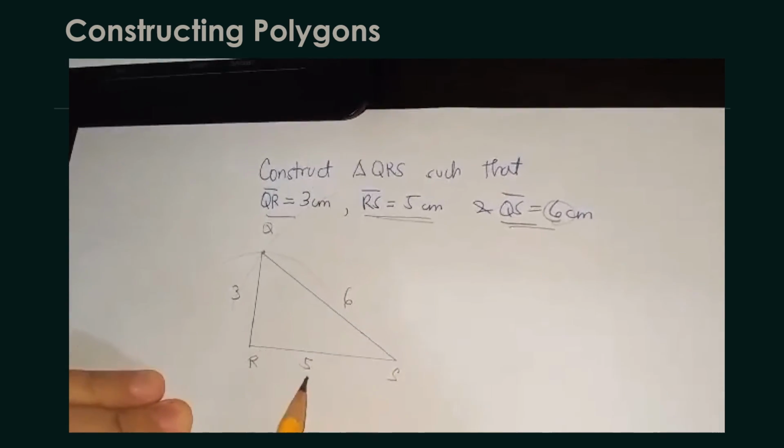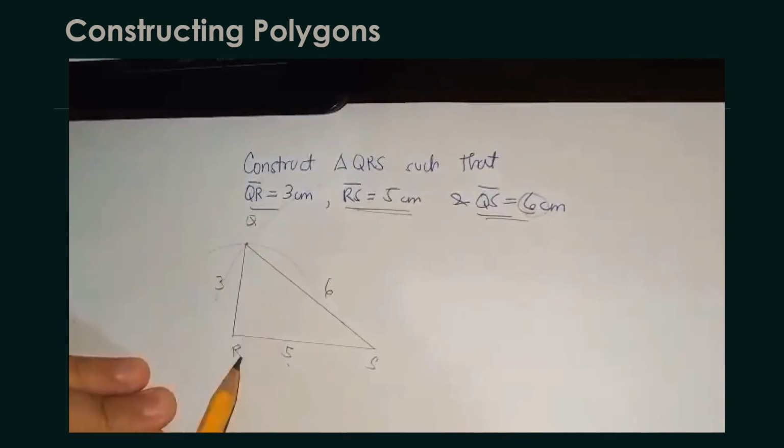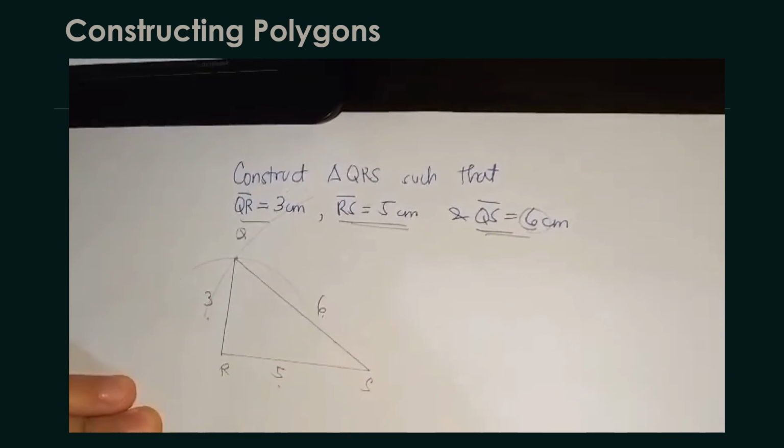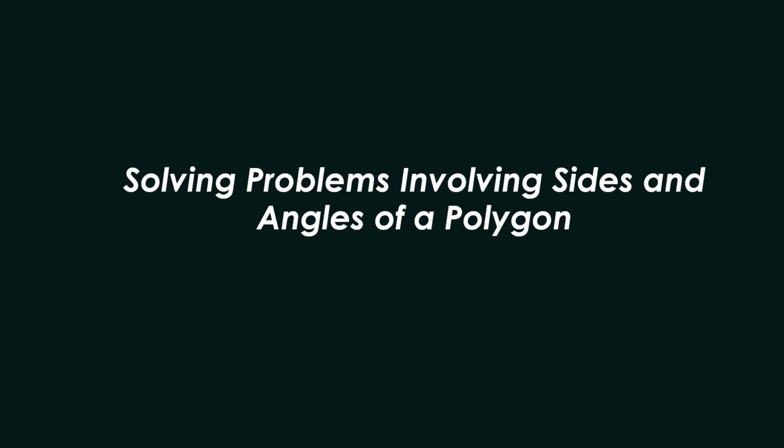Si RS ay 5 cm. Si QR ay 3 cm. At si QS ay 6 cm. Ayos ba? Ang sunod naman ay counting example tungkol sa problem solving natin involving sides and angles of a polygon. Medyo nakapag-discuss na rin tayo ng ganito dun sa previous nating video lesson, pero balikan lang din natin.